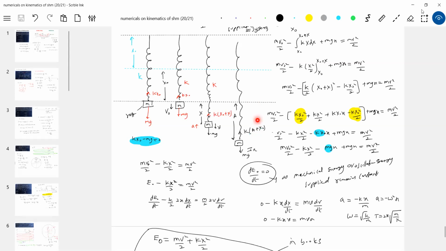What is the time period of it? It depends on the spring constant and the mass. Able to get this one? So you do have plenty of numericals based on this. The particle is what this particular block.